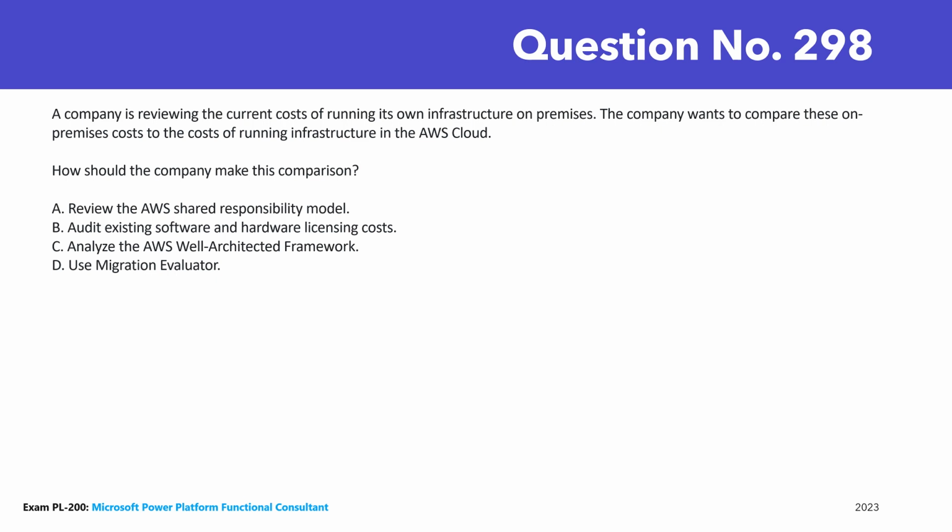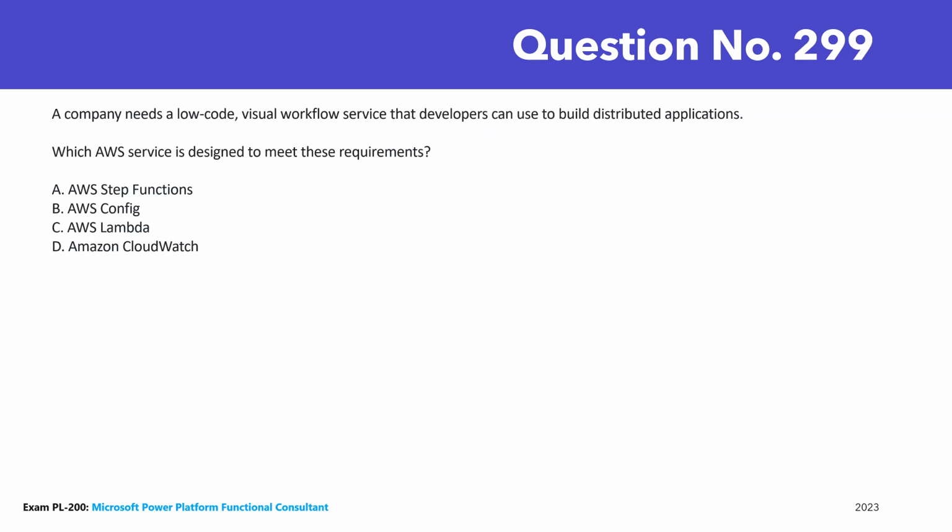A company needs a low-code, visual workflow service that developers can use to build distributed applications. Which AWS service is designed to meet these requirements? A. AWS Step Functions. B. AWS Config. C. AWS Lambda. D. Amazon CloudWatch. Correct answer, A.